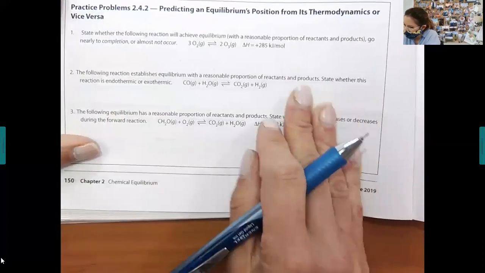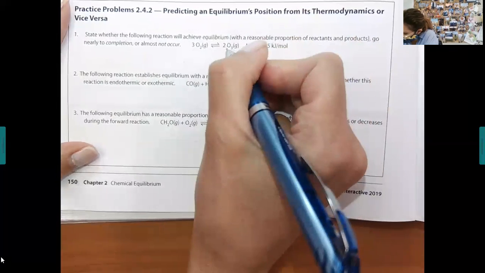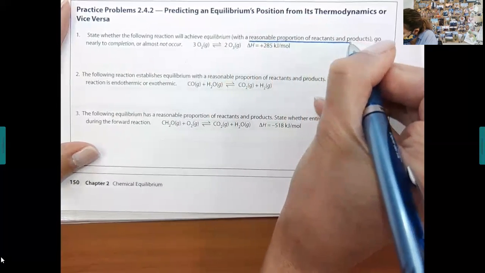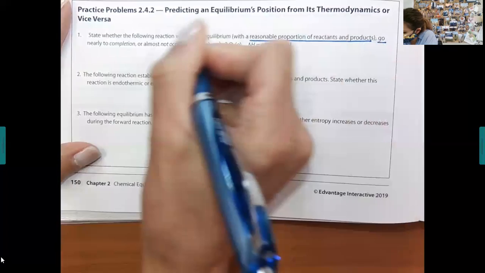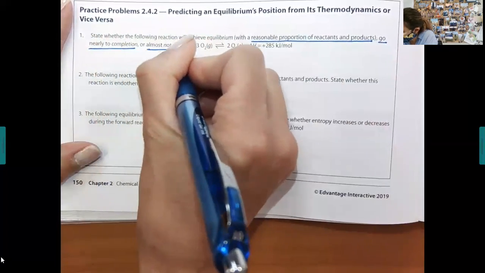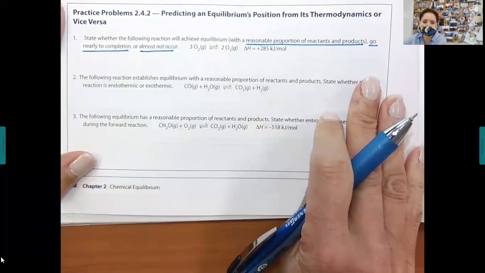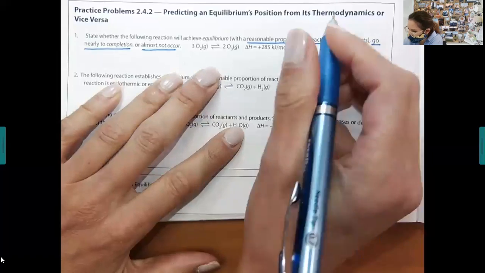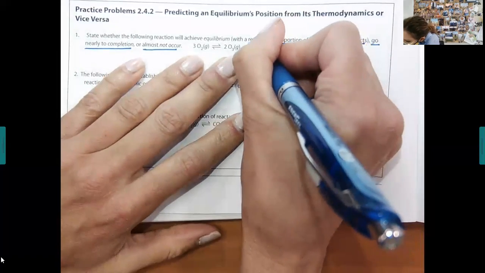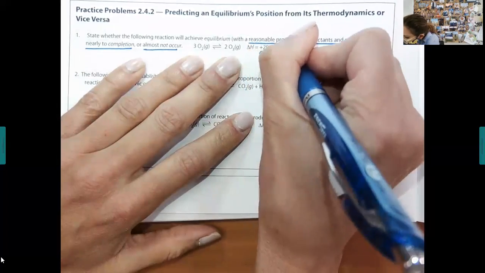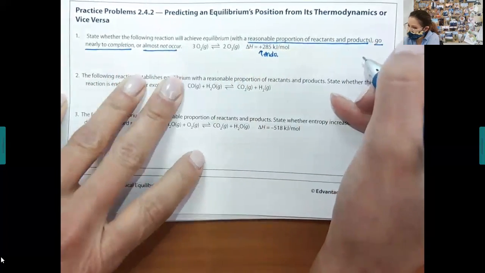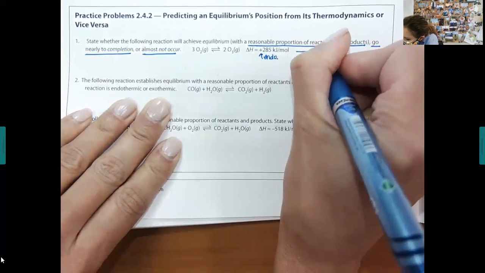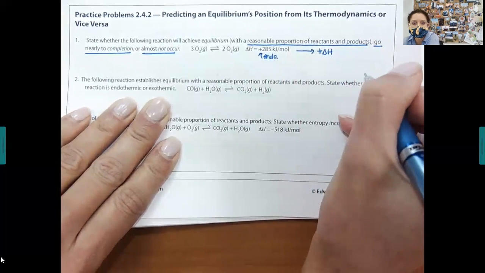Okay. They want us to state whether equilibrium will have a reasonable proportion of reactants and products, whether it will go to completion, or whether it will almost not occur. And this is based upon the delta H value and the delta S value. So here you'll notice that your delta H is positive. That means this is an endothermic process as it is written. So that means that this direction is a positive delta H, okay?